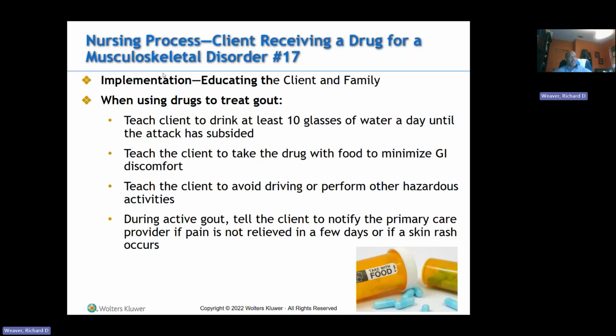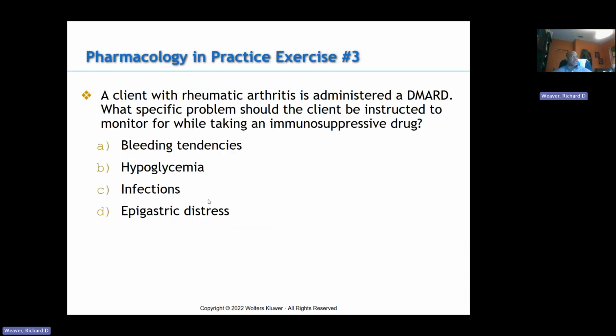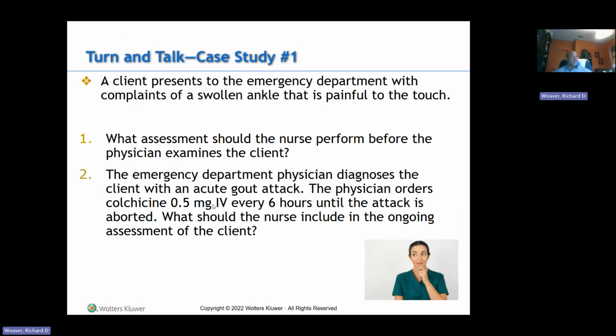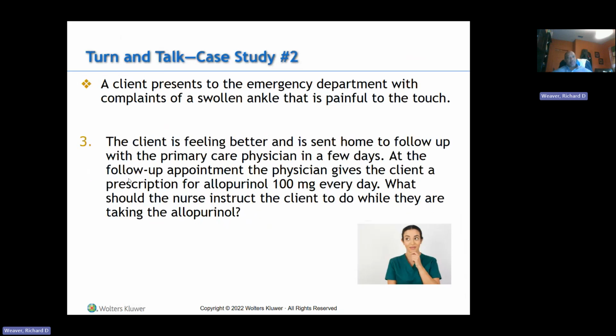We're in the implementation phase of the nursing process, by the way. We evaluate, we always evaluate, and that is it.